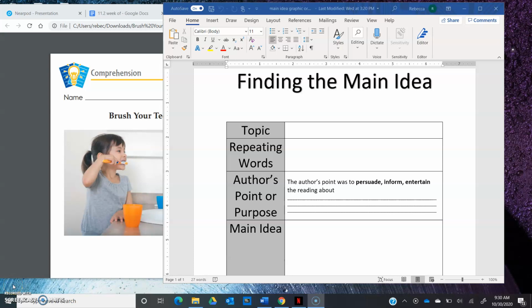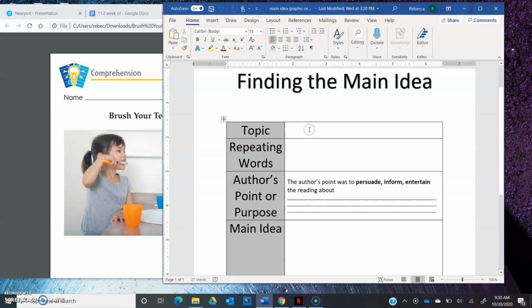Hi, scholars. Before you give it a shot, you're going to watch me model reading a passage and finding the main idea. Before I read my passage, I want to explain to you this graphic organizer that we're going to use for finding the main idea.